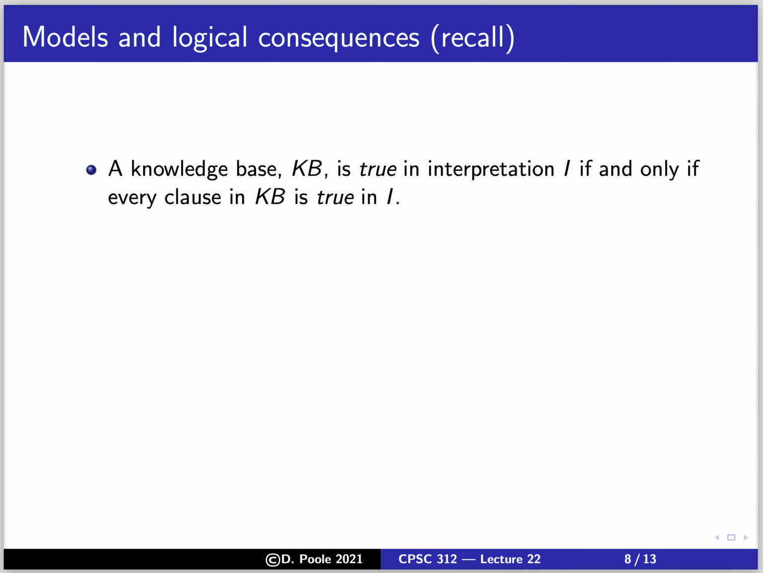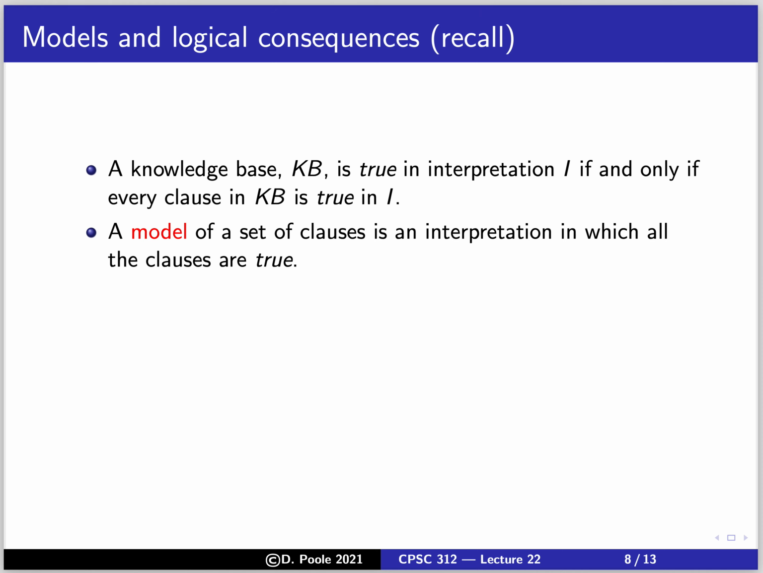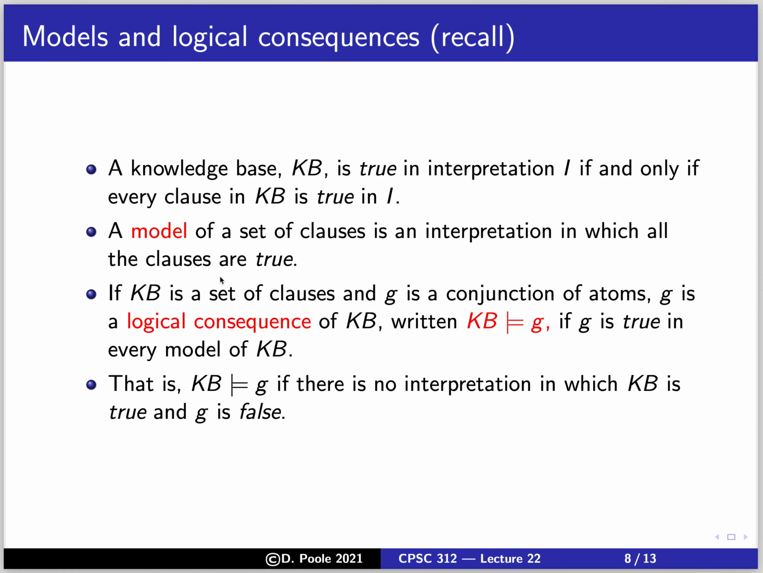So a knowledge base is true in interpretation I if every clause is true in I. A model of a set of clauses is an interpretation in which all clauses are true. And a logical consequence: G is a logical consequence of KB, written KB logically implies G, if G is true in every model of KB. In other words, there's no interpretation in which the knowledge base is true and G is false. If the knowledge base is true, G also must be true.